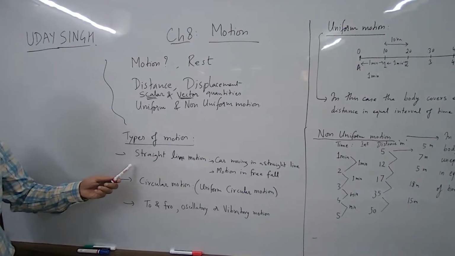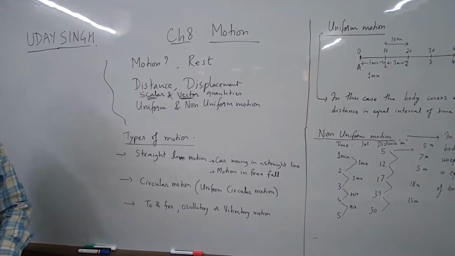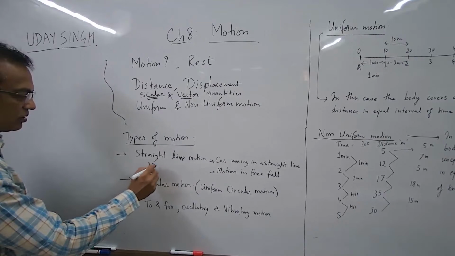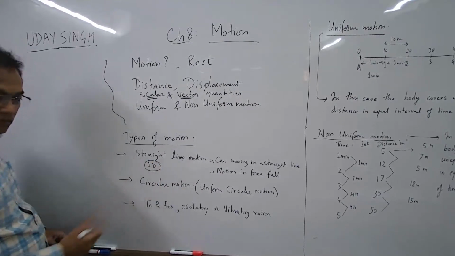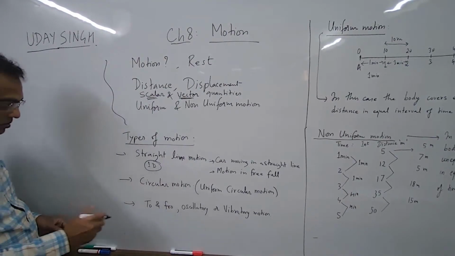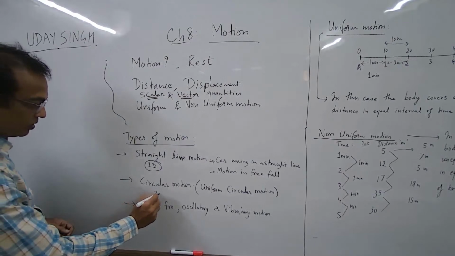So what kind of motion is straight line? 1D, 2D? 1D. Right? Because it is in one dimension. What about circular motion? 2D. Because it is in a plane. Right? So it's in a plane. It is a 2D.